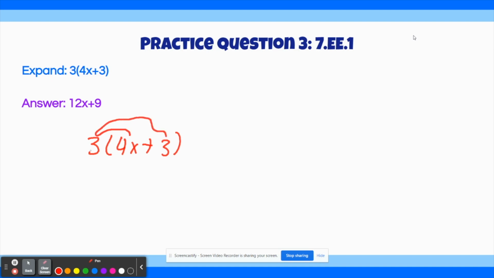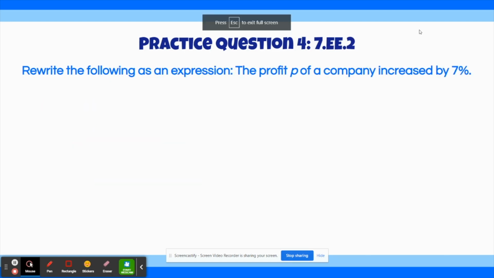So 3 times 4x is just 3 times 4 times x, which is 12x. And then 3 times 3 is 9. And we have to be very aware of the sign in front of it. Since this is a plus right here, and the 3 is also positive, there's an imaginary plus sign right here. Positive 3 times positive 3 is just positive 9. So we're going to get 12x plus 9 as our final answer.